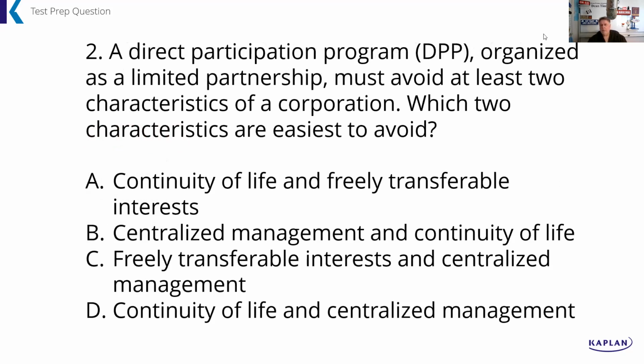A direct participation program partnership must avoid at least two characteristics of a corporation. You know, we don't want to be deemed to be a corporation because we like the flow-through of the tax consequences. Which two are the easiest to avoid? Well, partnerships do not have a continuity of life. Typically, a partnership has a finite life, 5-10 years, where we sell off the real estate and settle up. And partnerships do not have freely transferable interest. You can't get in or out of the partnership without the permission of the general partner.